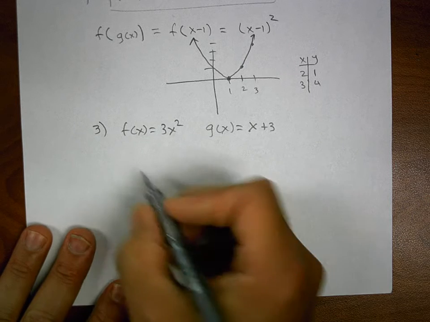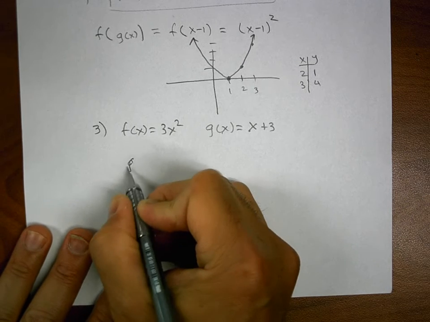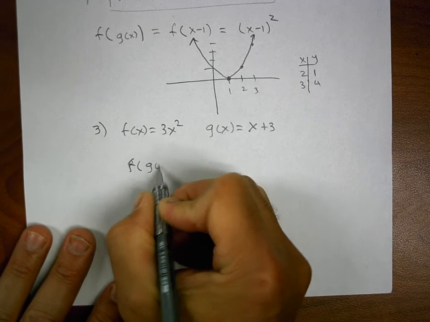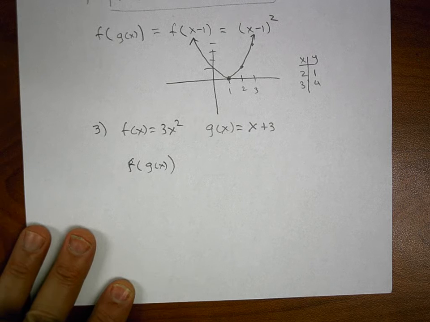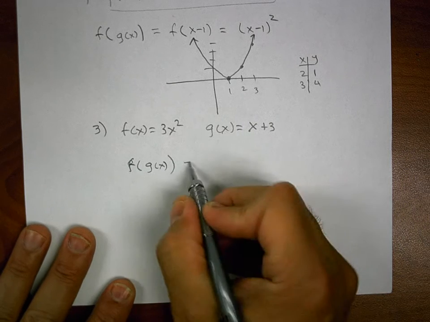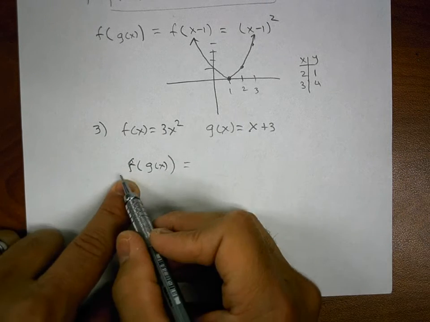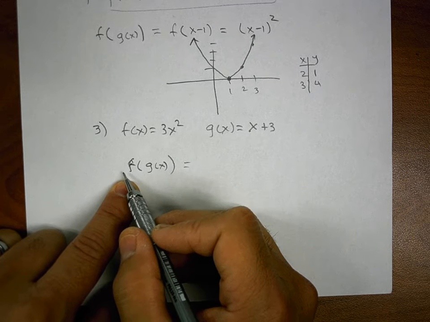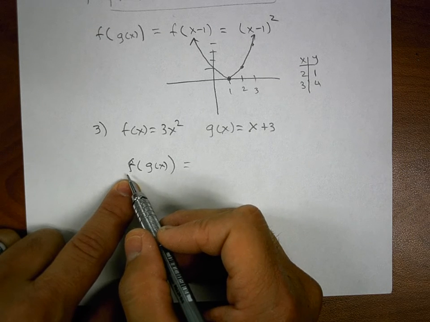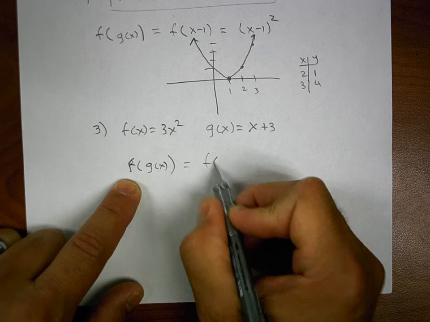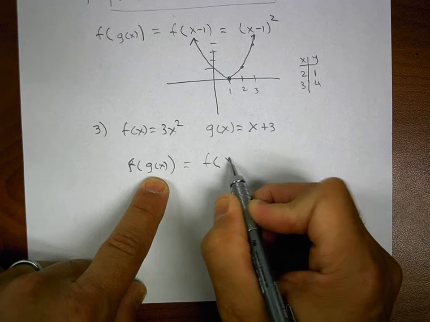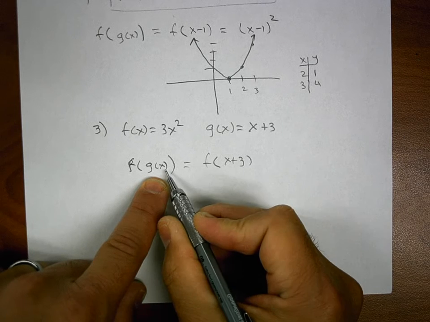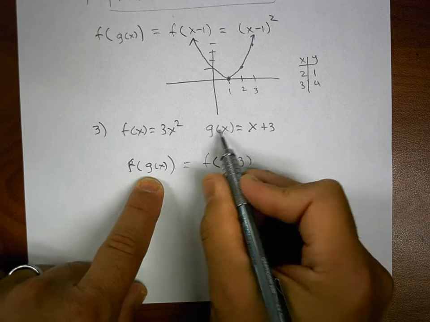All right, so do the same thing. We're going to find f of g of x. And this is what a composite function is. In the f function, that's your main function, the one on the outside. It's f of what? x plus 3, because that's g of x. So I just substitute, there's my g of x.